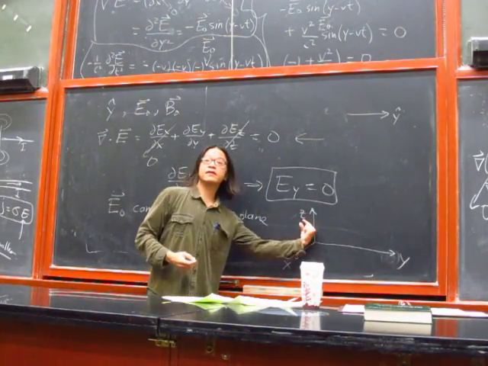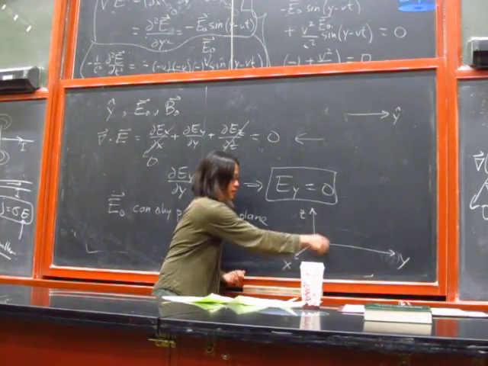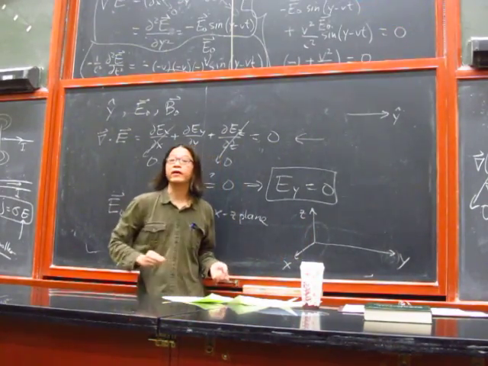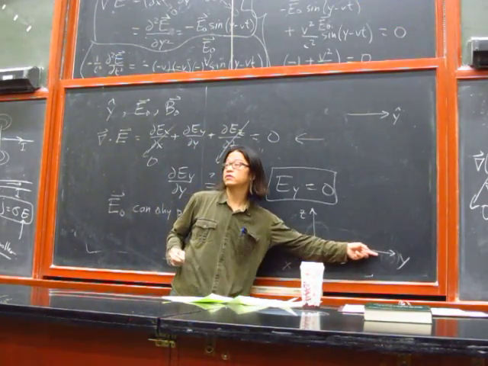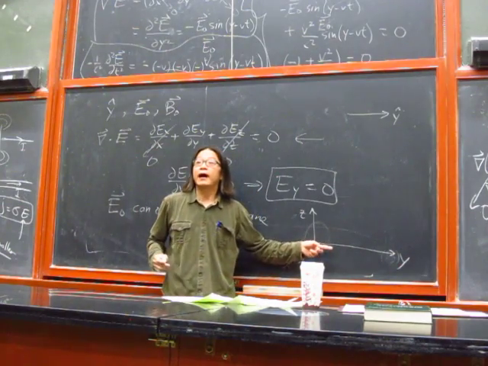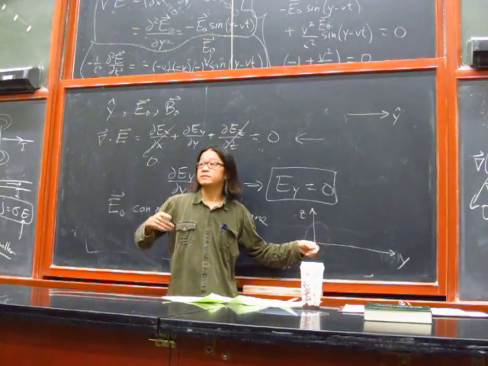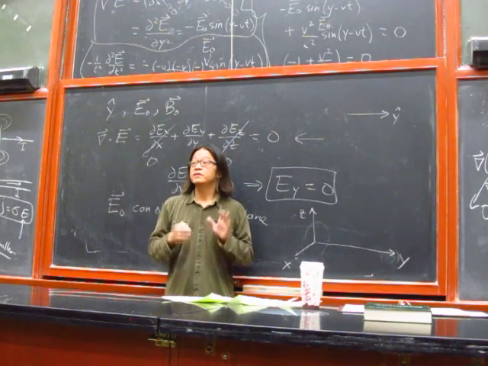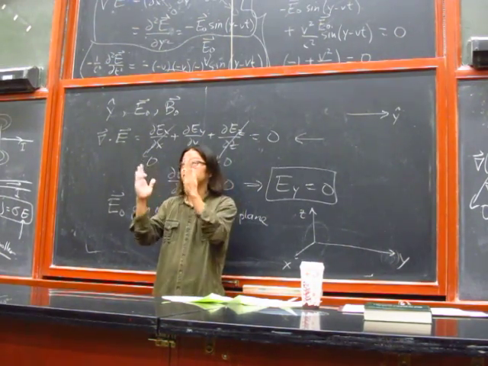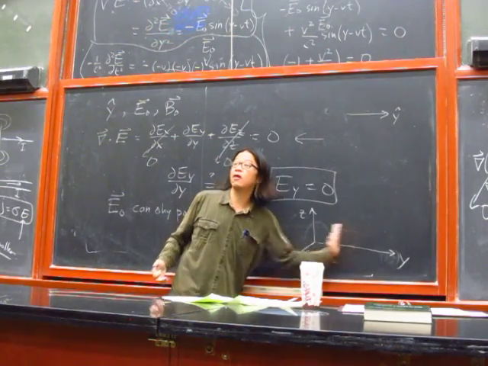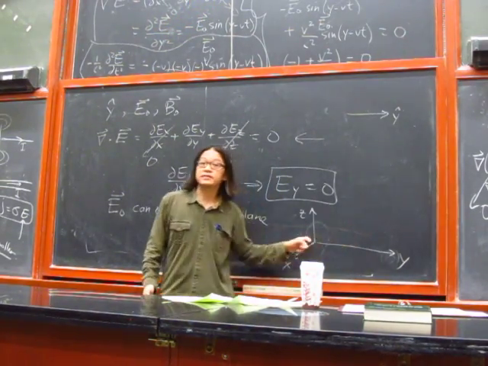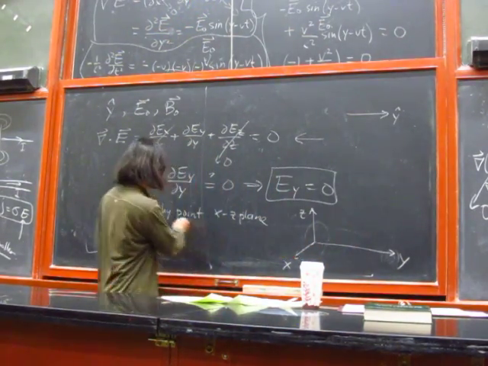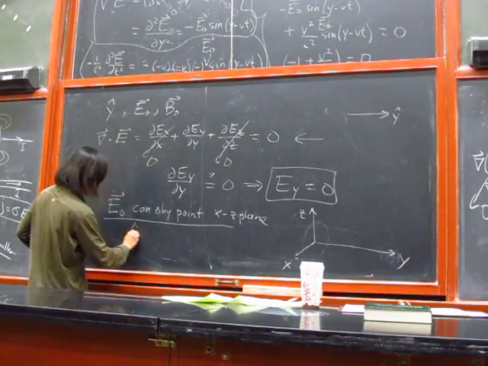So the electric field actually has to be in this plane here. Right? It cannot be in the y direction. This is very unlike a sound wave that you're familiar with from 7A. When you discuss waves, a sound wave is actually a longitudinal wave, so the amplitude is along the direction of motion. This is a transverse wave.